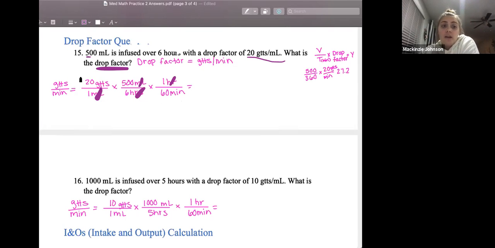So we have 20 times 500 divided by 6 divided by 60 is going to give us 27.77, which will then round up to 28. And they didn't write the units on this, but it is GTTS per minute.